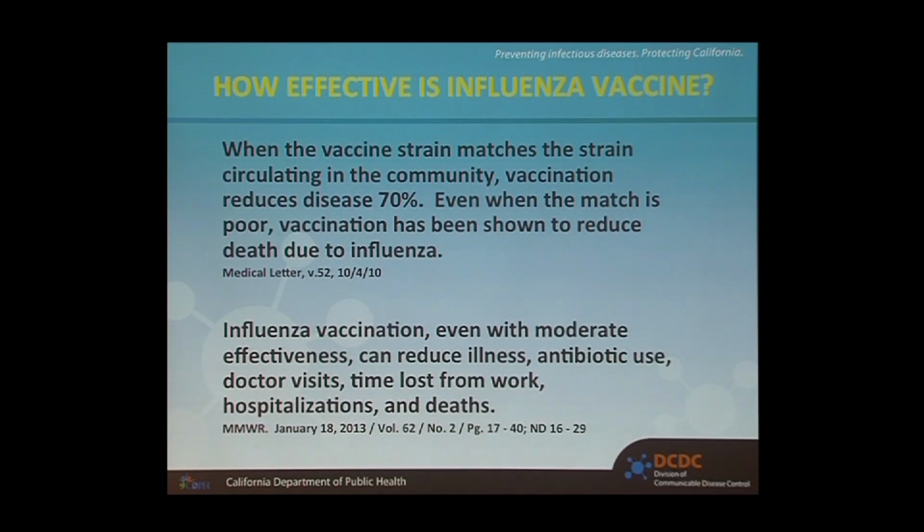But it has to be remembered that even when the match is poor, even with that 70% or less, vaccination has other benefits. It reduces illness, antibiotic use, doctor visits, time lost from work, hospitalizations, and deaths. So there are other outcomes to look at that are more significant than just, I got vaccinated and now I have the flu, it didn't work, okay? Because it could be that by getting vaccinated, you're not shedding as much virus and you prevented your coworker from getting more severely ill, or your baby, or your grandmother, or so forth.